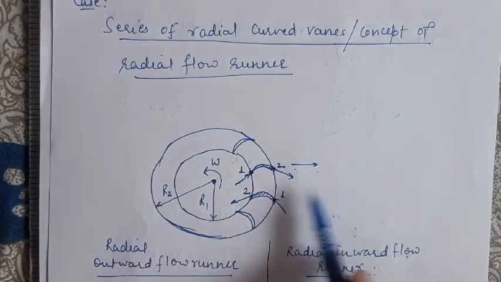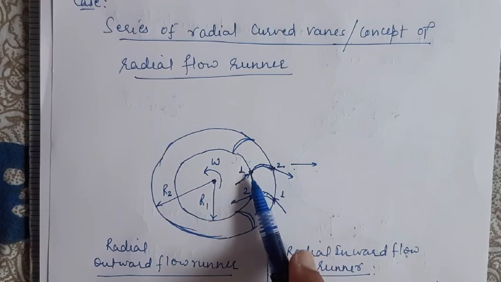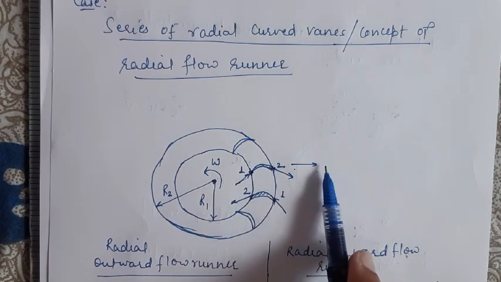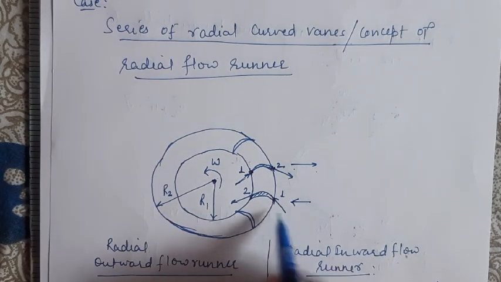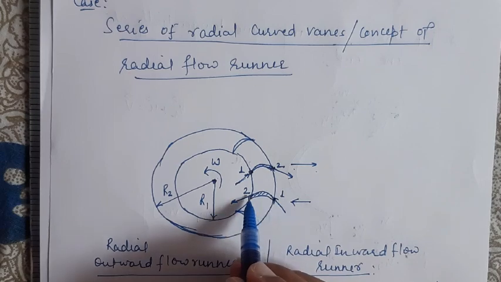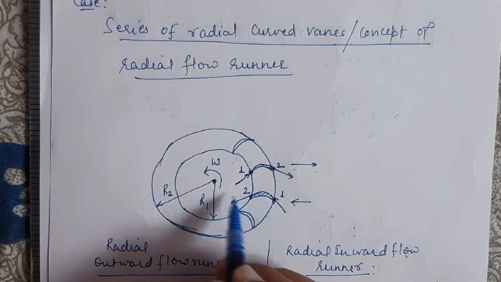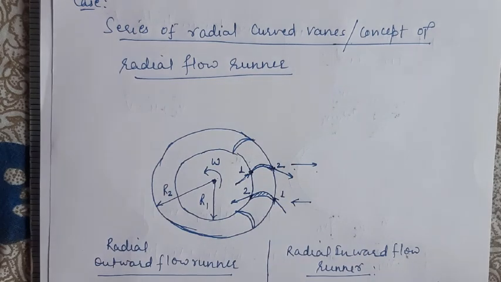This is the radial outward flow: when the inlet is over here and the exit is here. And this is the radial inward flow: when the inlet is at a larger radius and the exit is at a smaller radius. For both the cases, we have drawn the velocity triangles, and also we have written the formula for work done.